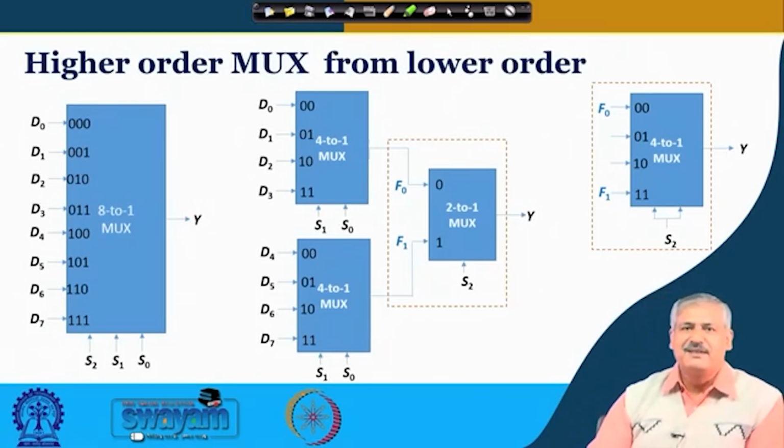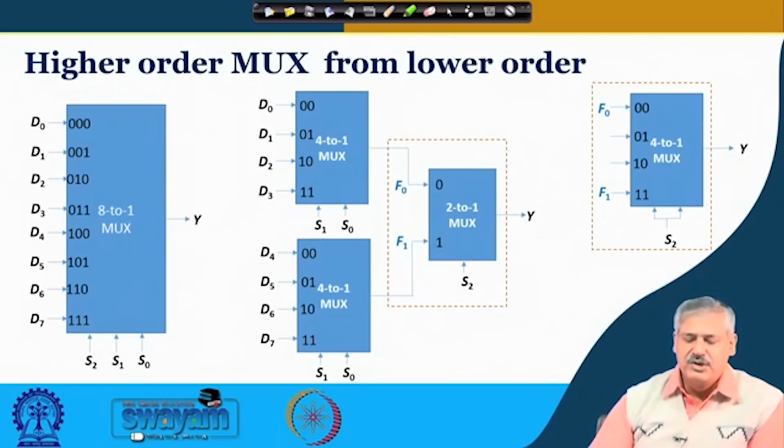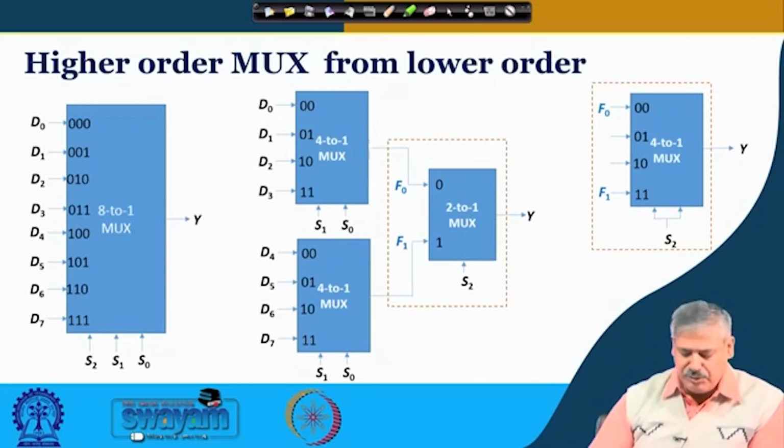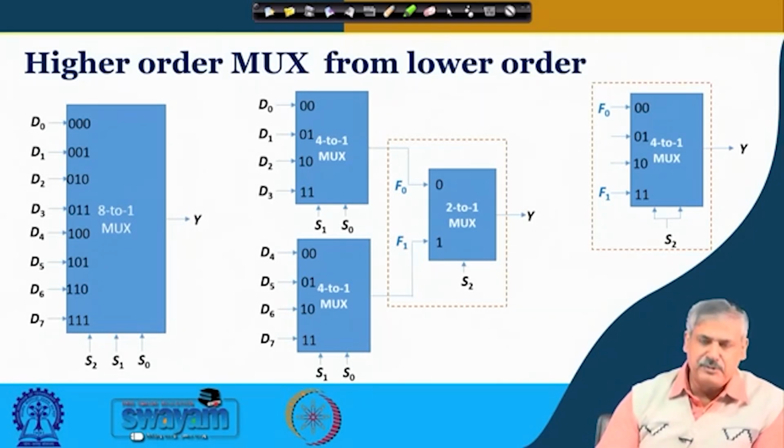So we can see that this way a higher order multiplexer can be obtained from lower order multiplexers. There is a generalized approach for this. The earlier 4 to 1 multiplexer was obtained from 3 2 to 1 multiplexers. Now let us look at the example of getting an 8 to 1 multiplexer from lower order multiplexers. For an 8 to 1 multiplexer, how many select inputs will be there?